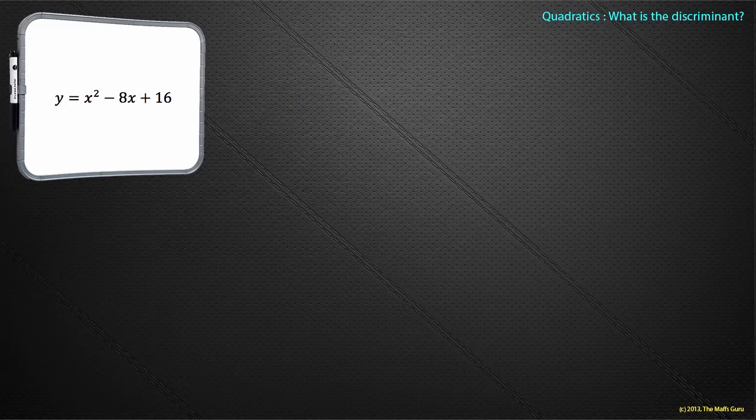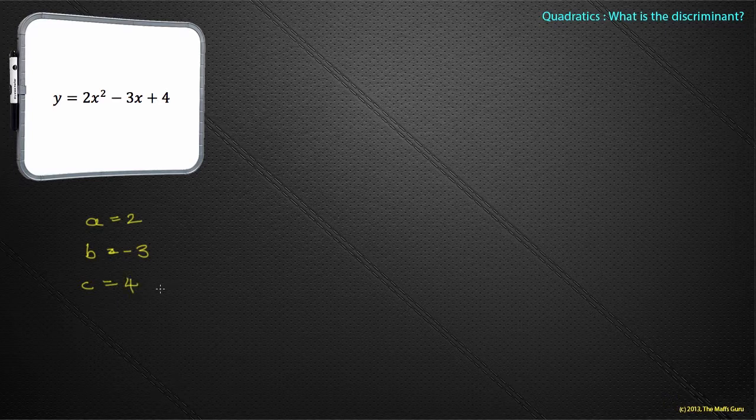Final question for this series, because there really isn't too much more to this, is y equals 2x squared minus 3x plus 4. Well, a is now equal to 2, b is equal to negative 3, and c is equal to 4. Let's write our formula. It's always good to write the formula just so we can substitute things in properly. b squared minus 4ac.